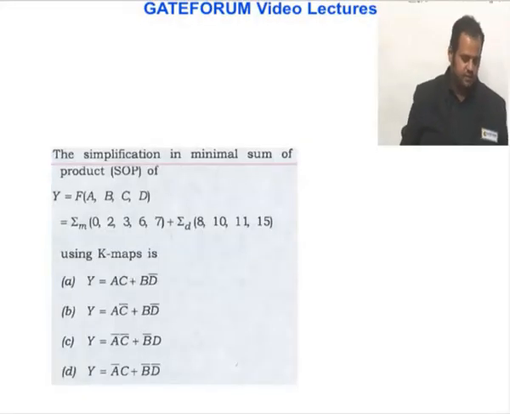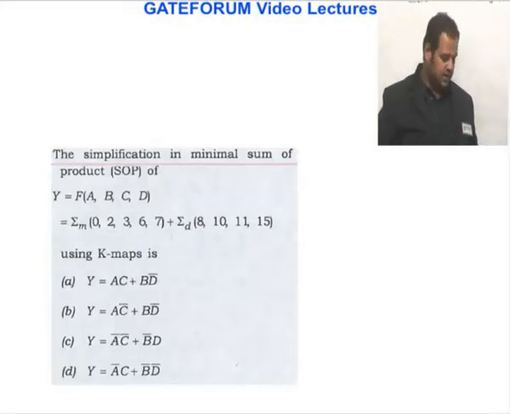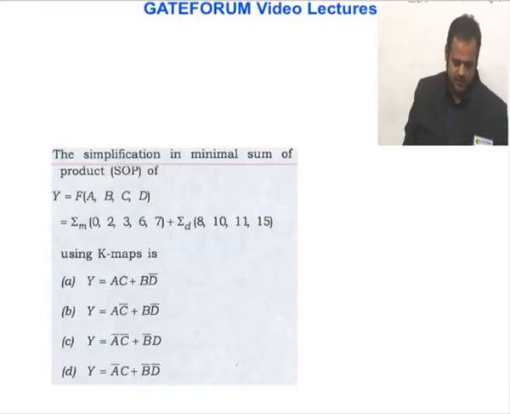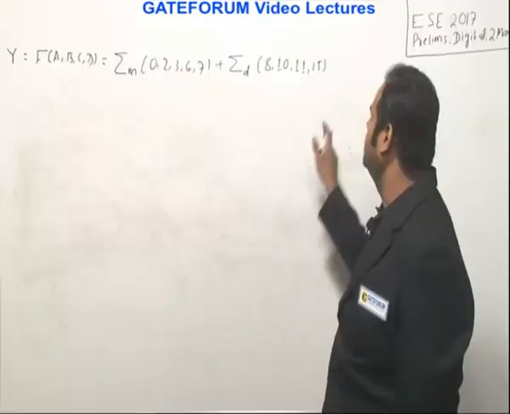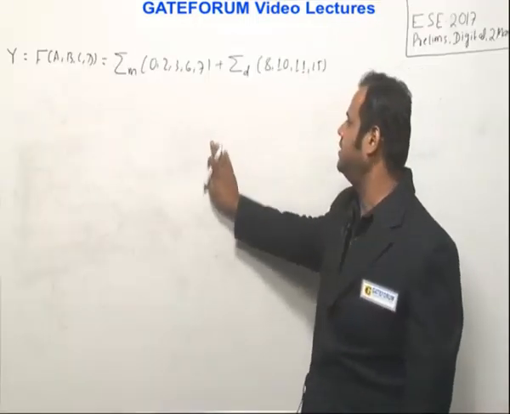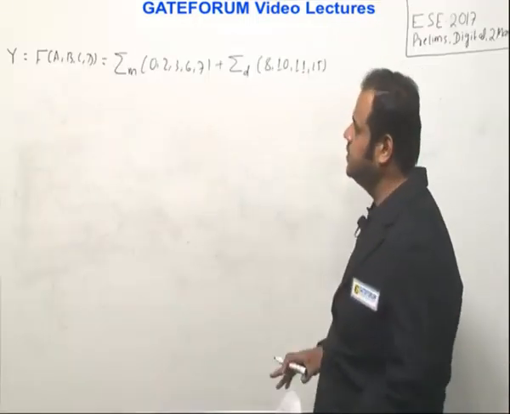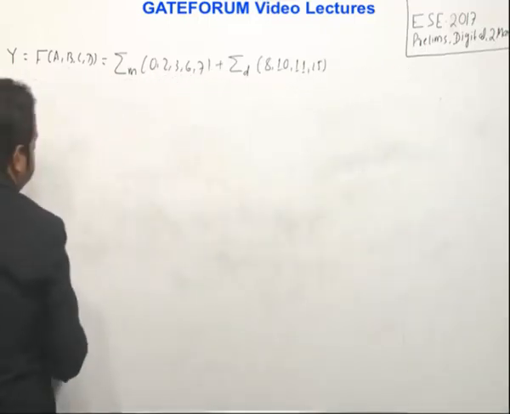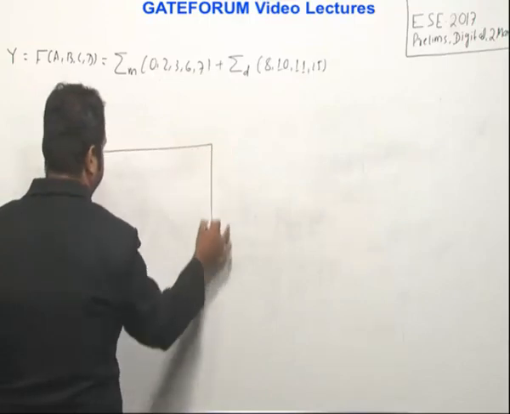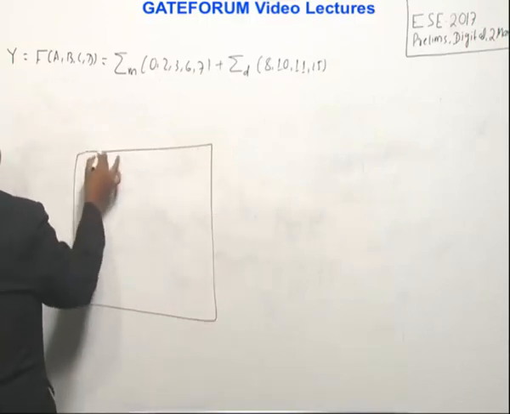The simplification minimal sum of product of a function y of ABCD which is given like this is what? So a function is given, right? So the min terms and the don't care combinations are given. We are supposed to find the minimized expression of this using the K-map, right? So as you can see, there are 4 variables ABCD. So we are supposed to take a 4 variable K-map, right?